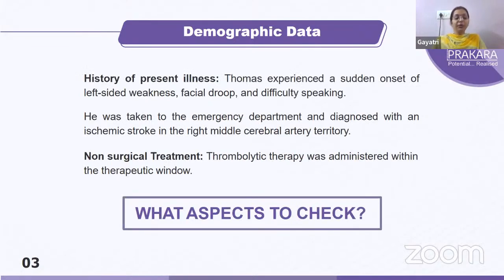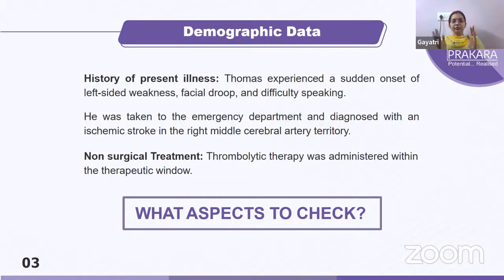Thomas experienced a sudden onset of left-sided weakness, facial droop, and difficulty in speaking. He is an IT employee, and he had just come home when he developed a sudden onset of left-sided weakness and facial droop, vomiting, and severe headache. He was taken to the emergency and diagnosed with ischemic stroke with right MCA. When I say left-sided weakness, it's a right MCA infarct. And thrombolytic therapy was administered.